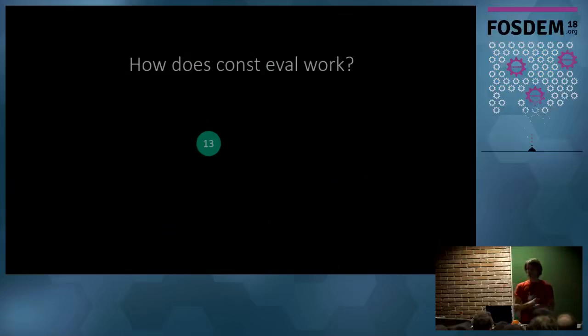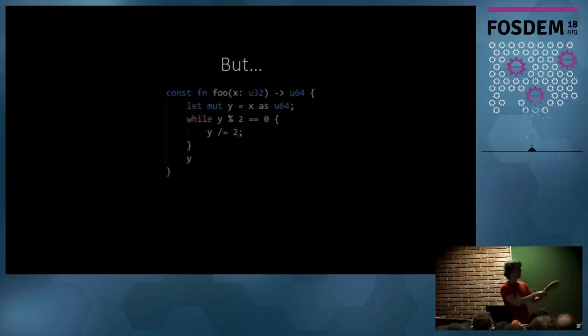So now we get to more complex stuff. Imagine you have a function. It has local variables, and it has some loops and stuff. So how do you const fold that? Like, turn that into a tree and start collapsing it? This is not really possible.